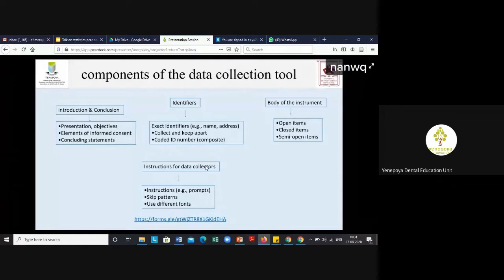You can always use different fonts to differentiate between these two things. So these are a few guides for the various components.